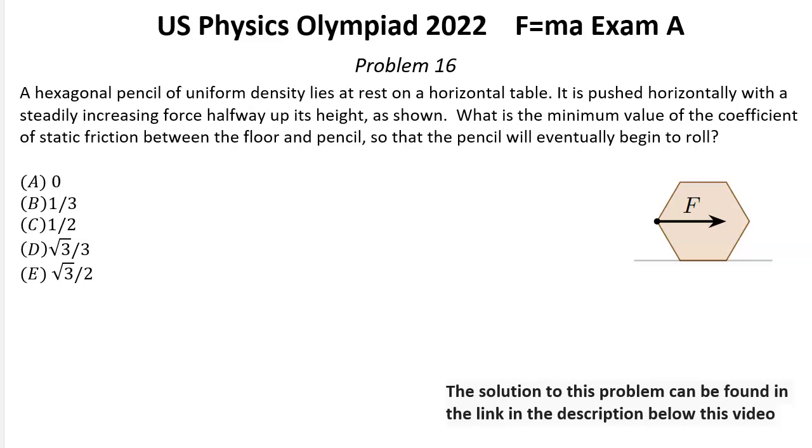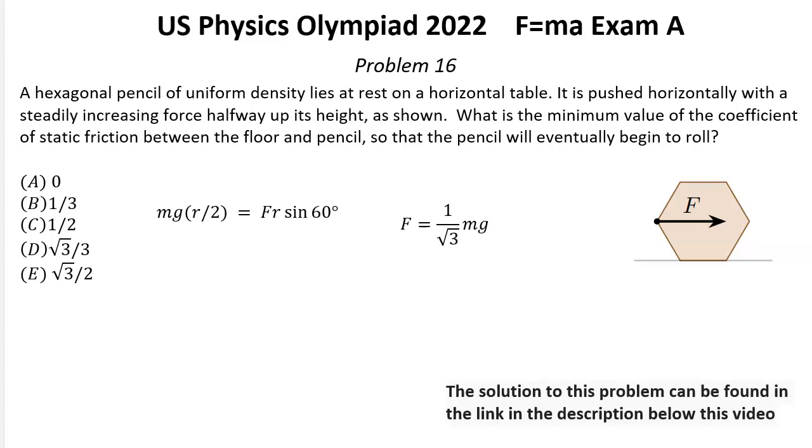If the pencil is about to start rolling, the normal force on it will be concentrated at the far end of the pencil. Taking torques about this point, the torque of the applied force must balance the torque due to gravity. If the pencil has a side length r, then this implies the equation mg multiplied by r over 2 equals Fr multiplied by sine 60 degrees, which gives us force F equal to 1 over root 3 multiplied by mg.